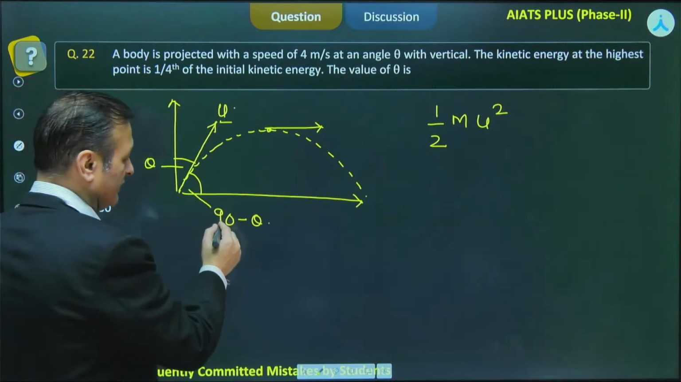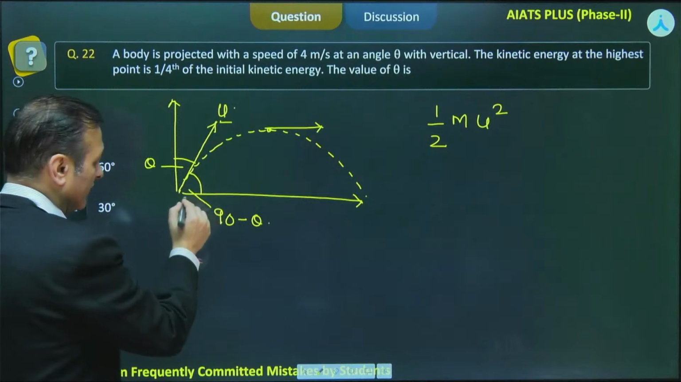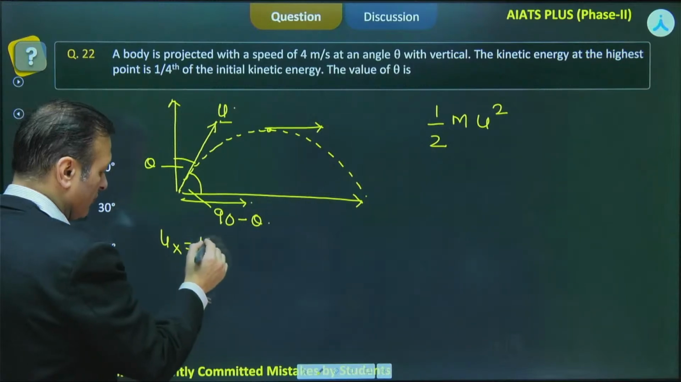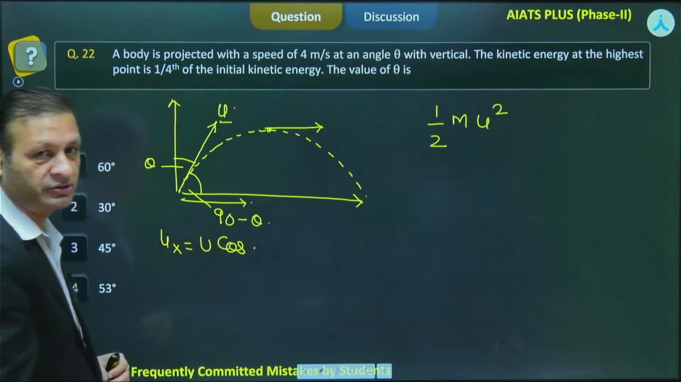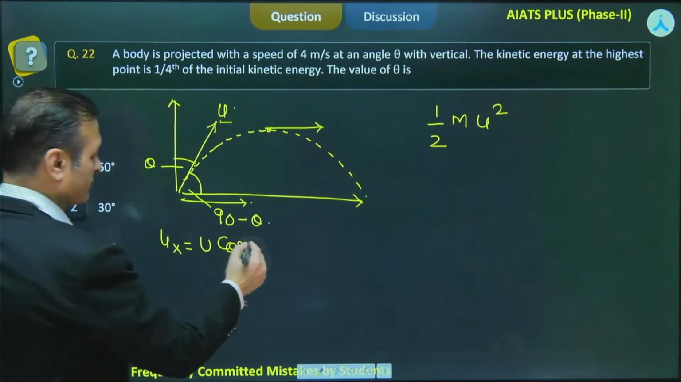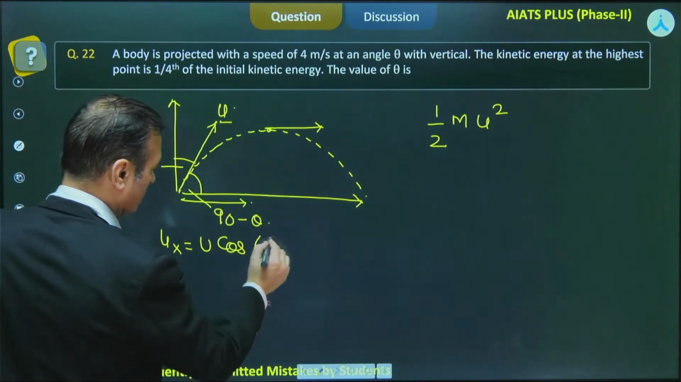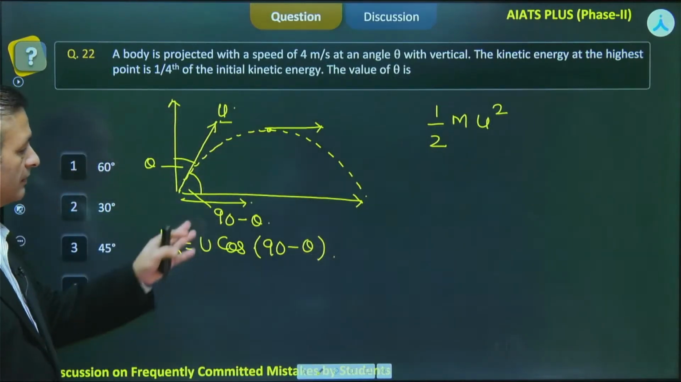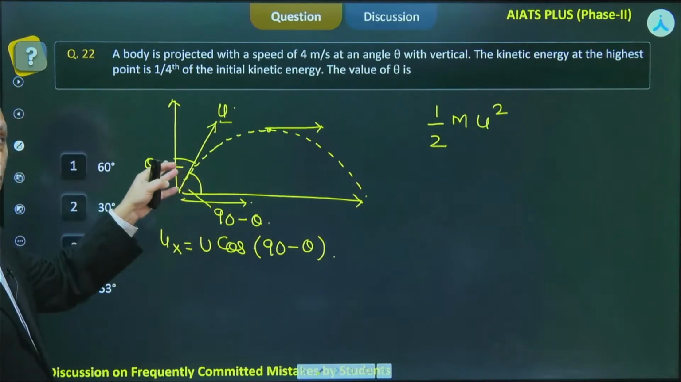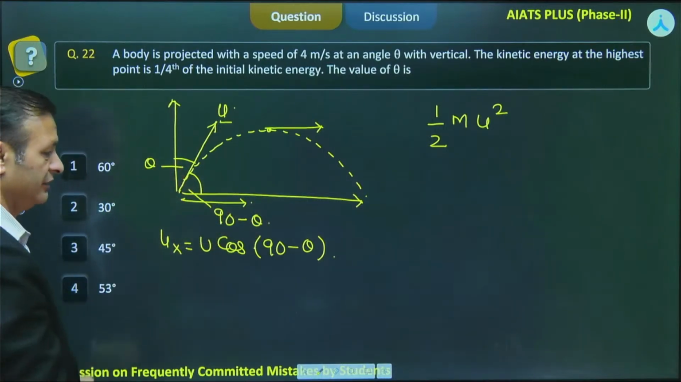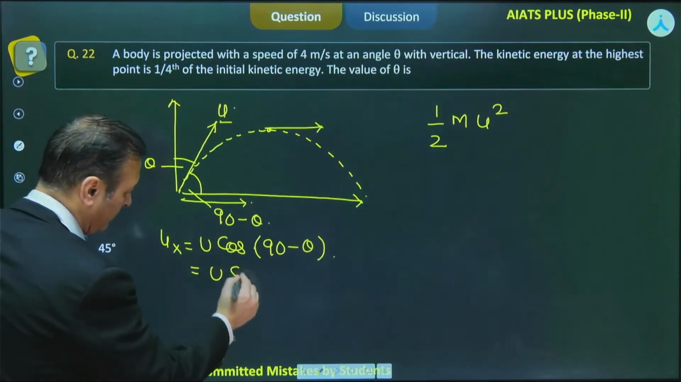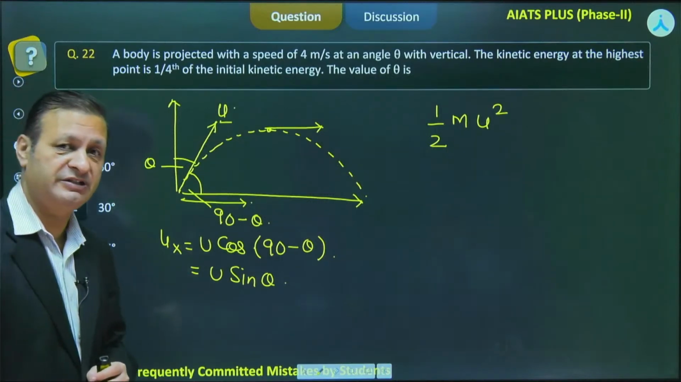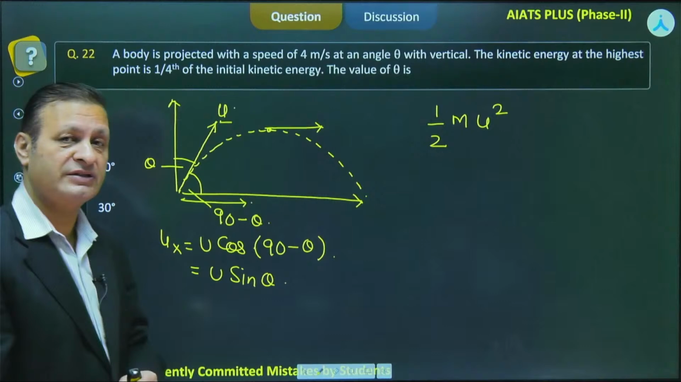Now, if it is projected with speed u initially, what is the speed at this position? Let's suppose I call the x component of this ux. So ux would be u cos, what is this theta? Shall I say 90 minus theta, I am talking about with respect to this horizontal. The angle given to you is with respect to vertical, that theta is given to you. So shall I write it as u cos 90 minus theta, that is u sin theta? So this is the initial speed along the x-axis, or the x component.